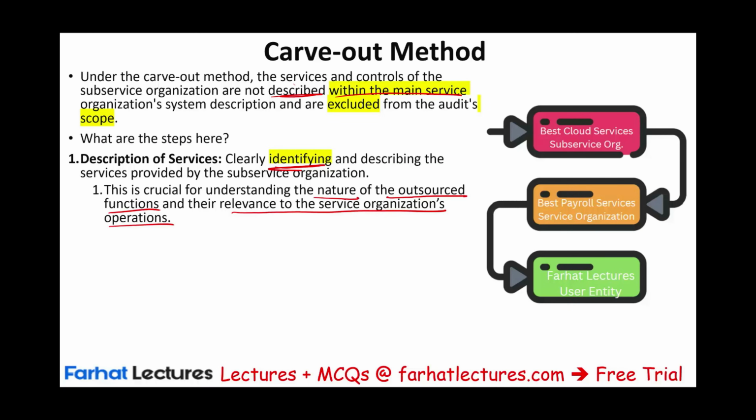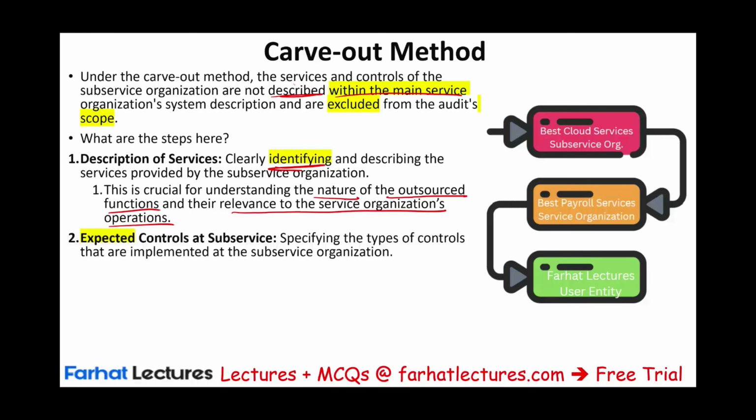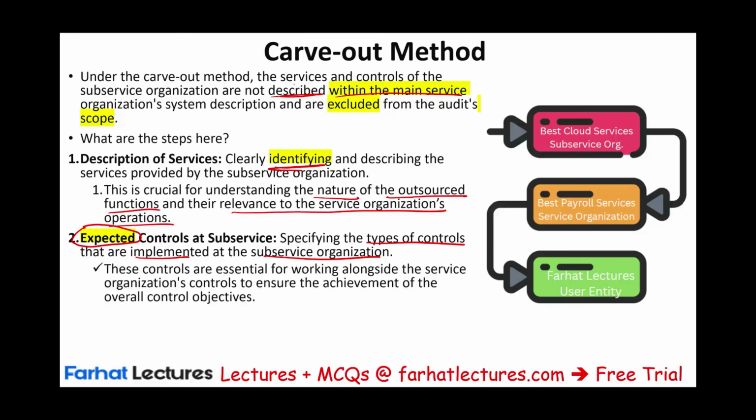How is that possible? Yes, we're going to tell you that they exist. We're not going to totally ignore them. We identify them, and we're going to tell you the expected controls at the subservice organization. Notice here, expected. What do we expect from them? Specifying the types of control that are implemented at the subservice organization. Yes, we're going to mention them, but they're excluded, not part of the audit scope and not part of our description. These controls are essential for working alongside the service organization's controls to ensure the achievement of the overall control objective.